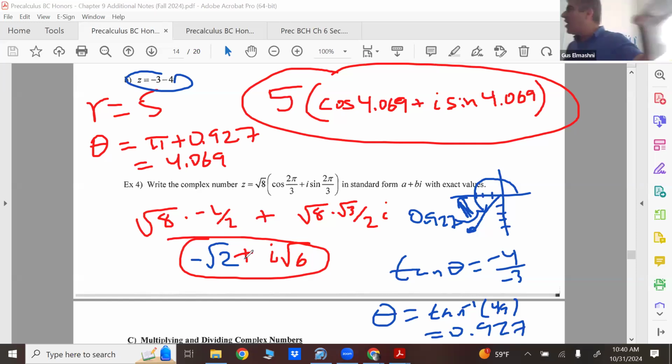For example 4, you just have to dive straight in. That's all. There's nothing special there. Just the unit circle. I just made a mistake. I simplified root 8 to mean 2 root 2.